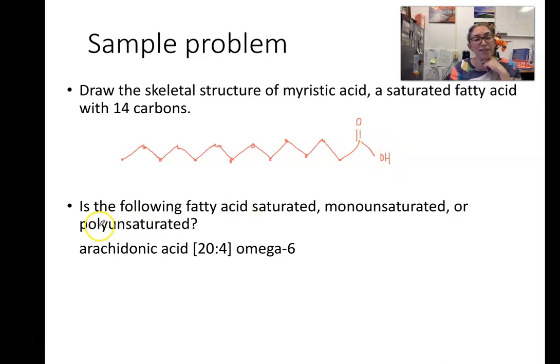And the next question says, is the following fatty acid saturated, monounsaturated, or polyunsaturated? Hopefully you answered polyunsaturated. How many double bonds does it have? The correct answer is 4. This is the number that tells us how many double bonds it has. It has 20 carbons, there are 4 double bonds, and they start 6 carbons away from the end.